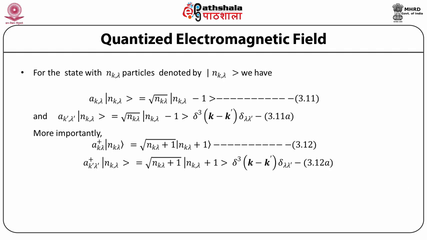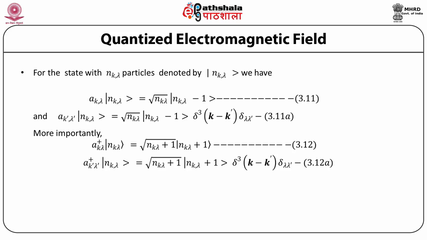For the state with nk lambda particles, denoted by ket of nk lambda, we have a k lambda operating on nk lambda is equal to square root of nk lambda into nk lambda minus 1, and a k prime lambda prime operating on nk lambda is equal to square root of nk lambda into nk lambda minus 1 times delta cubed of k minus k prime into delta lambda lambda prime. That is, the two delta functions come in when you take a different k prime.